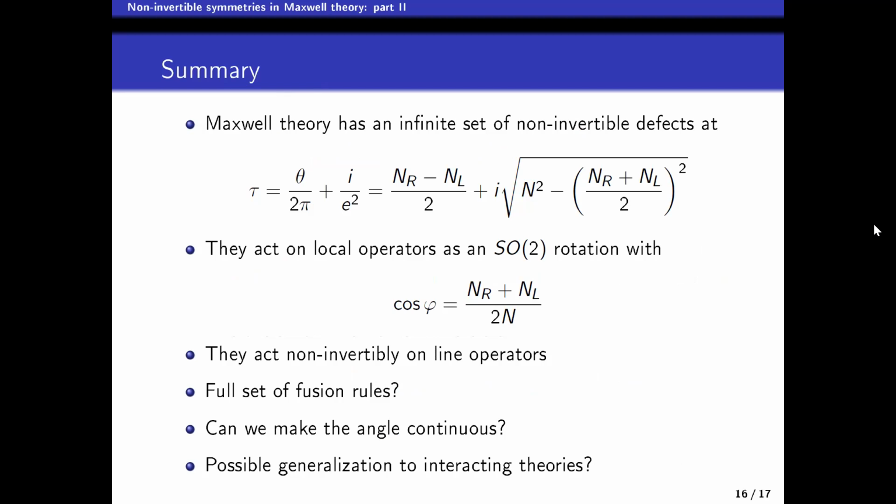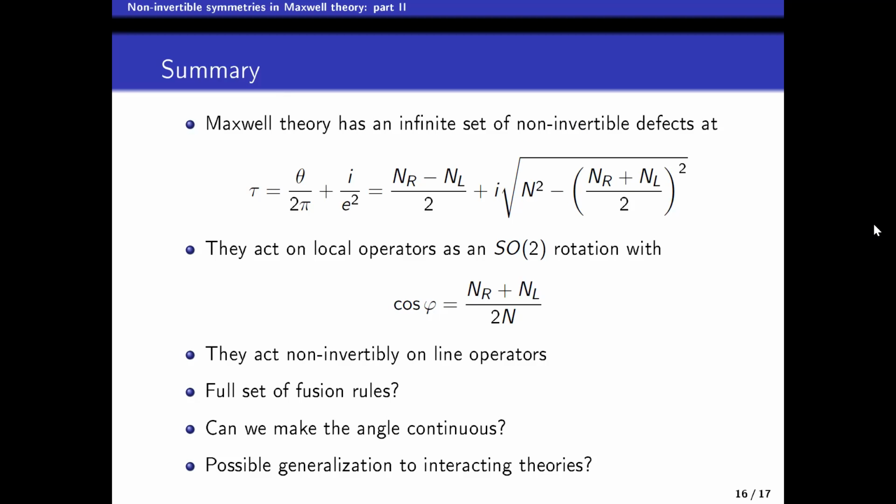The open questions about Maxwell theory still remain: a full set of fusion rules. And also whether we can make this angle continuous, which would be interesting, but we didn't manage to come up with an idea to do so. And also possible generalization to simple interacting theories, to build non-invertible defects for these discrete symmetries.